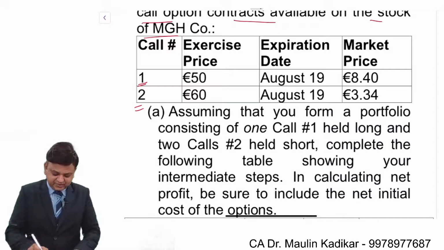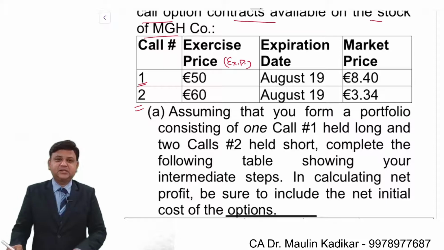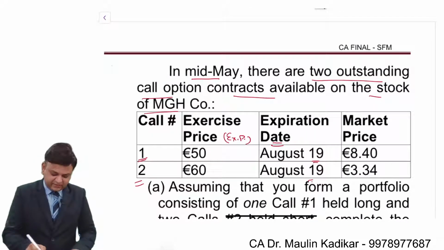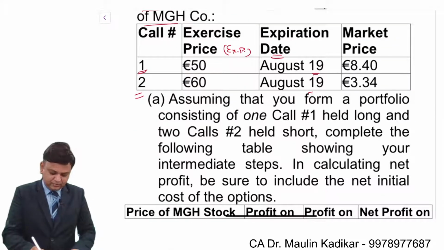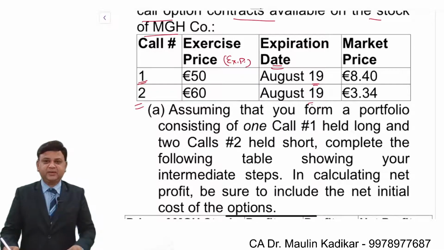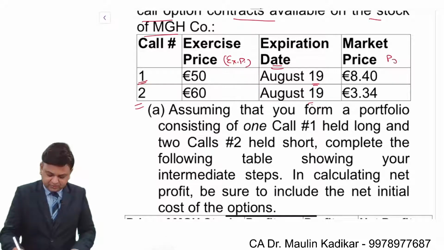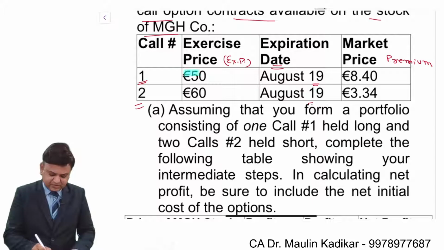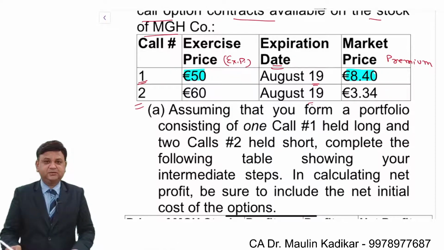Both of them have exercise prices of 50 and 60 euro. The expiration date is 19th of August. Right now it is the month of May which is going on. The market price is given. Dear students, we have to understand this market price as the premium amount. Logically, we understand that with the lower exercise price, the premium amount increases.